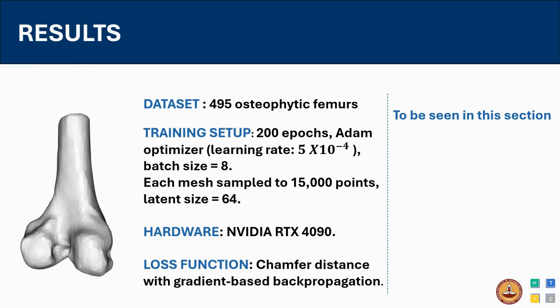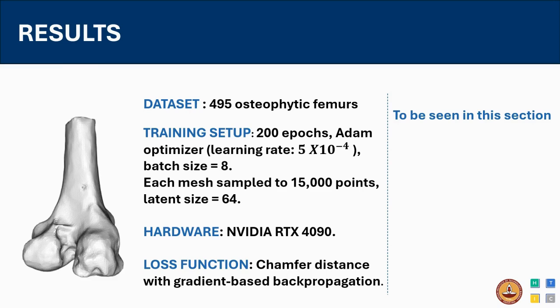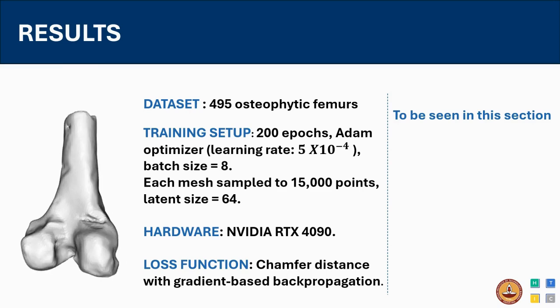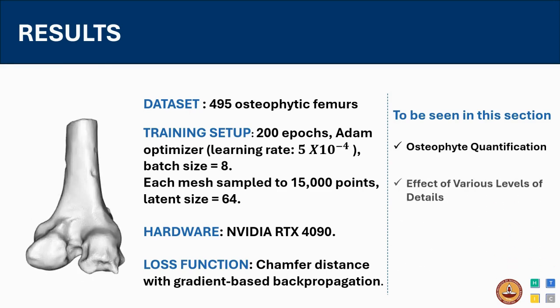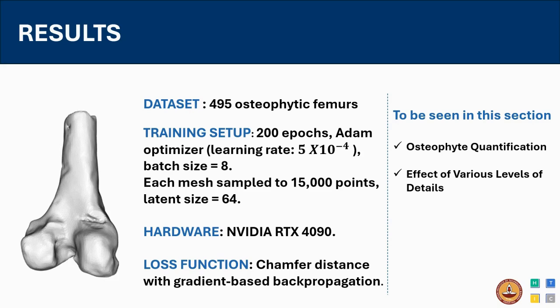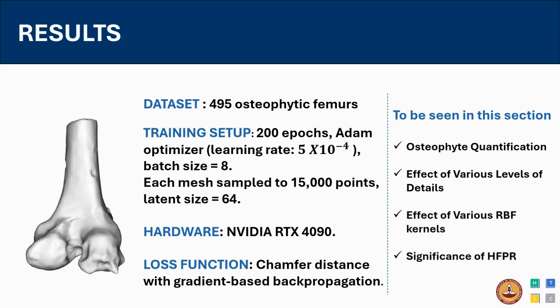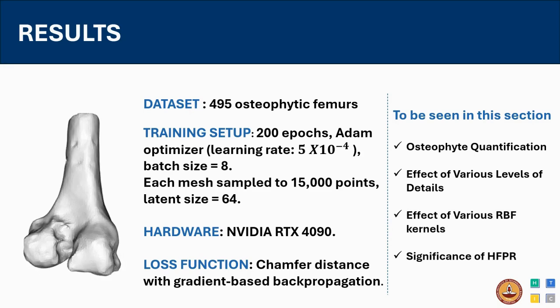In this animation, we can see how Osteodeform effectively removes osteophytes and deforms into a healthy femur shape from an osteophytic femur input. To be seen in this section are the osteophyte quantification, effect of various levels of details, effect of various RBF kernels, and the significance of healthy femur prior retrieval or HFPR.